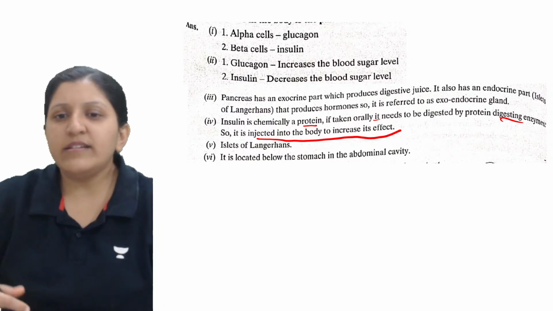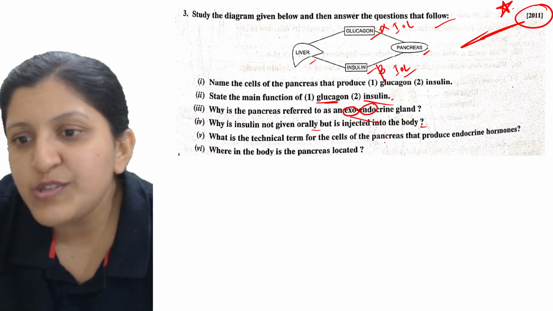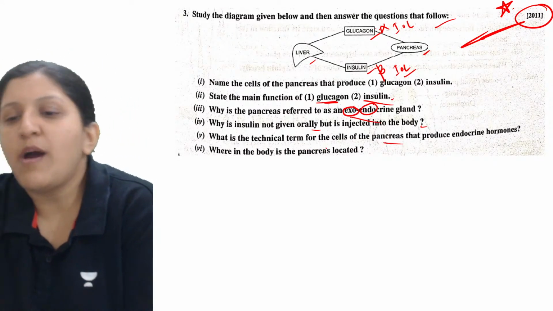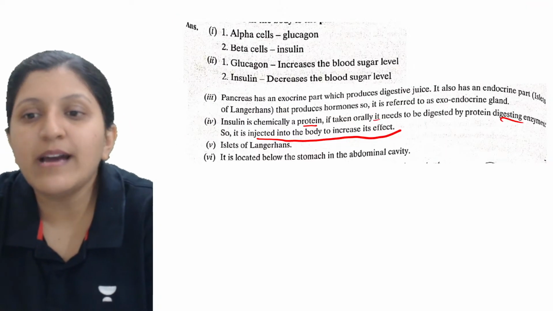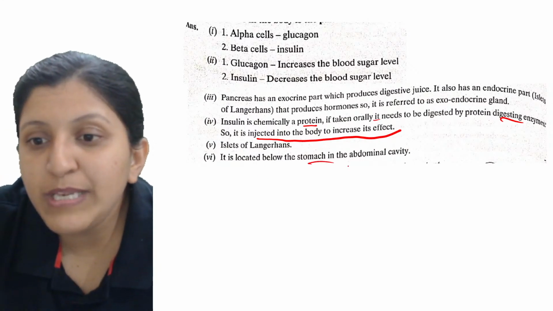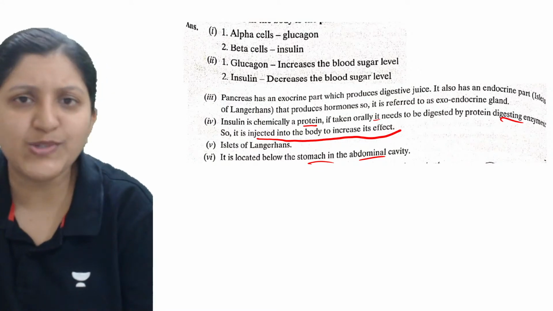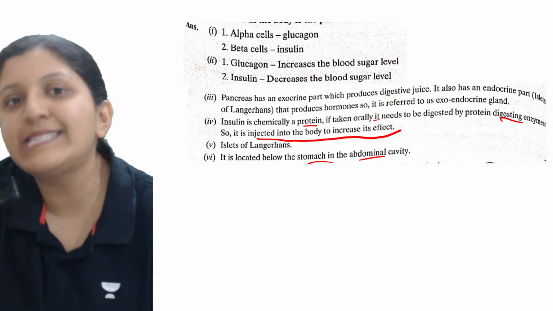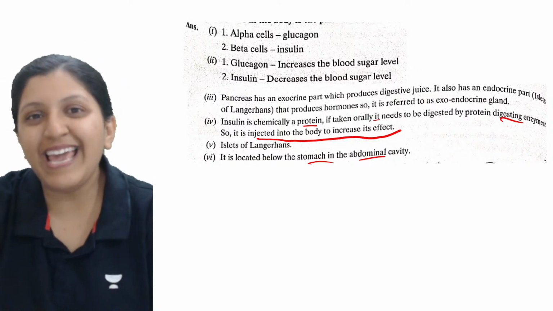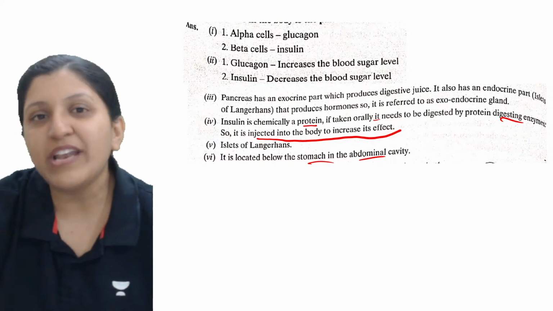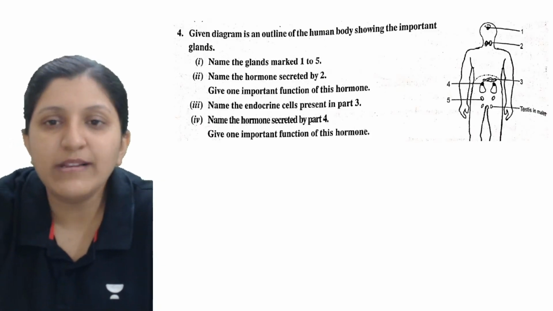Other than that, what is the technical term for the cells of the pancreas that produce endocrine hormones? It is the islets of Langerhans. Where in the body is the pancreas located? It is located below the stomach in the abdominal cavity. The location of each of these glands is very important, and you need to write the exact location as mentioned in your textbook. So it is located below the stomach, that is, in the abdominal cavity.